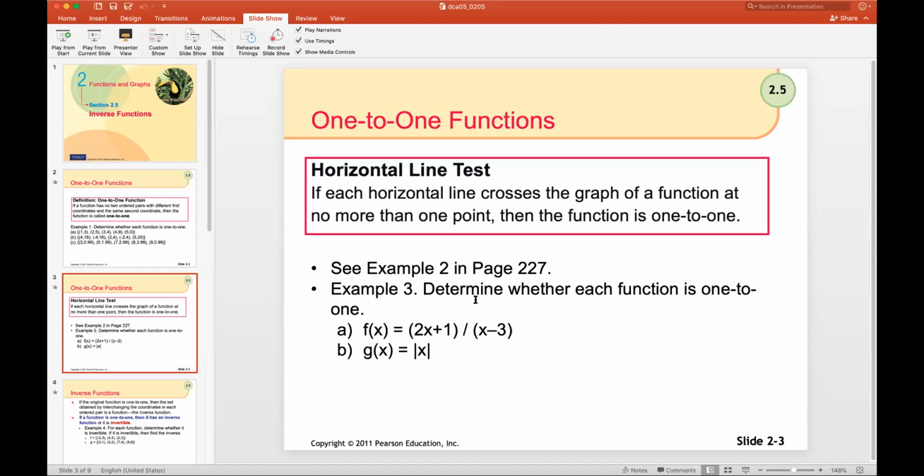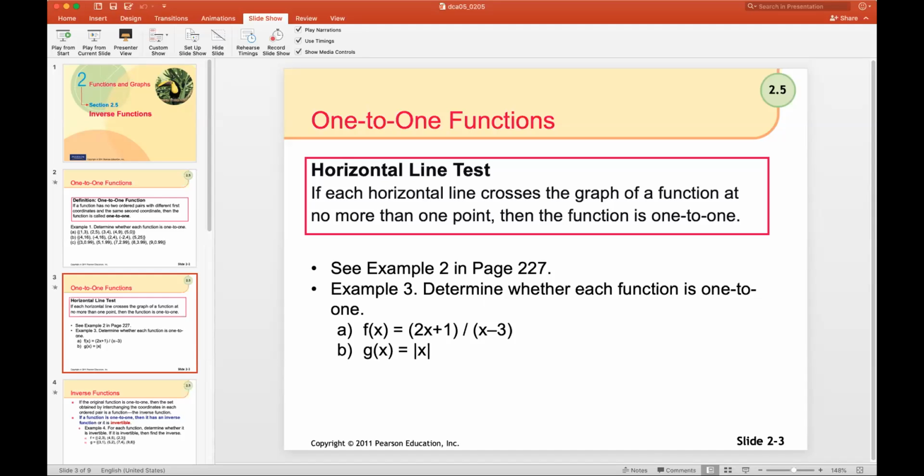Similar to the vertical line test. We use this one to figure out whether or not a given graph is the graph of a one-to-one function. So we draw the horizontal line. If that line meets the graph more than once, then it is not a one-to-one function. I'm not saying that it's not a function. Maybe it's a function, but not a one-to-one function. So a one-to-one function is a stronger condition than a function.